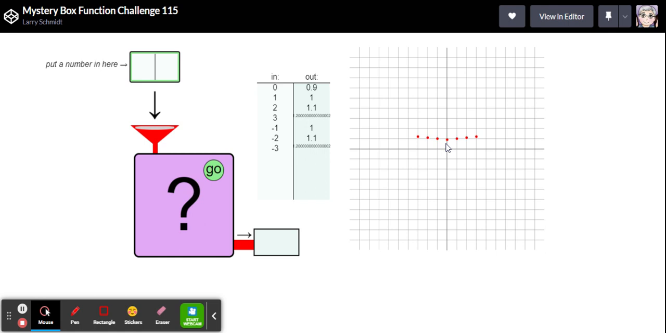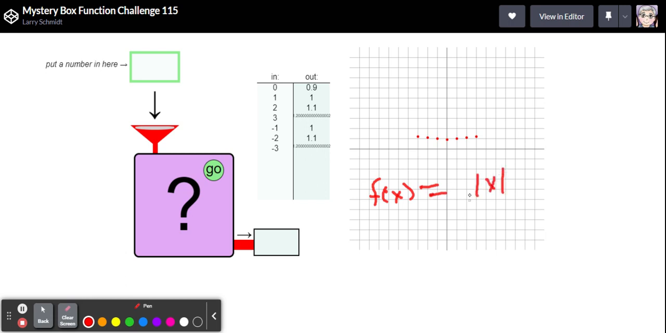And I know that this is an absolute value as opposed to maybe a quadratic or something like that because the line is straight. It goes up exactly the same amount every time. It's not curved. So I think we have enough information to start sketching out a function here. So we'll call this f of x equals something times the absolute value of x. And then the vertex is not on the origin. It's up 0.9, which I'm going to write as a fraction, 9/10.